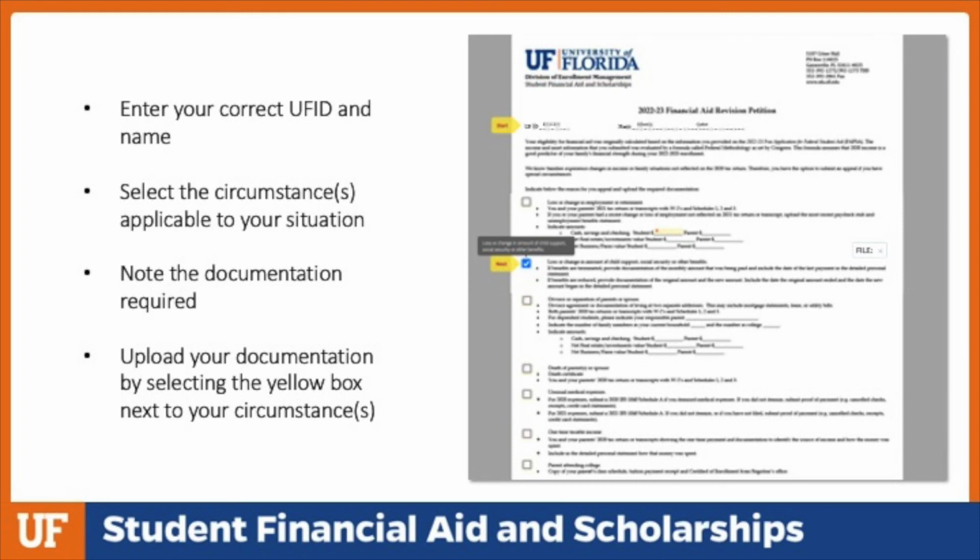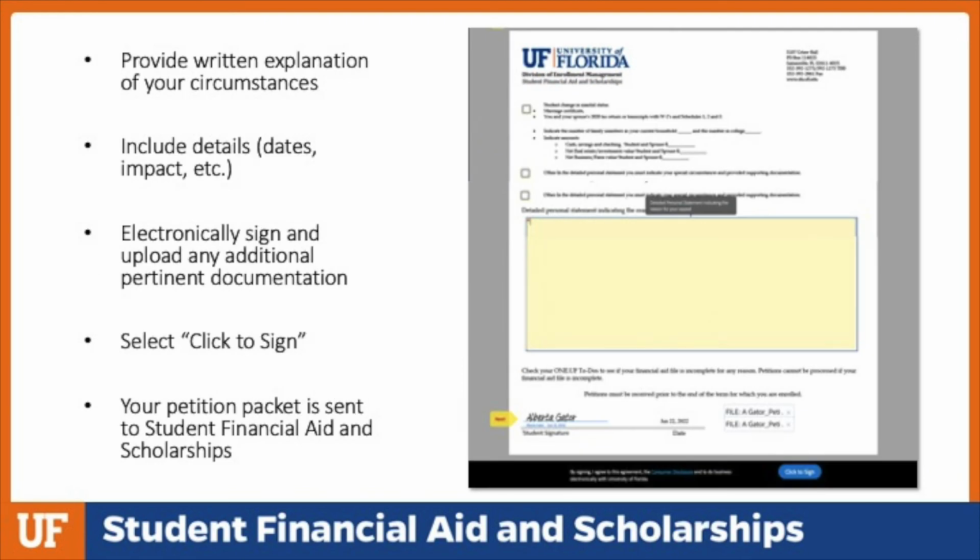At the top, you'll enter your UFID and your name. Be sure to input the correct UFID. Our office cannot upload petitions with an incorrect UFID. You'll have to submit a new application if that occurs. So be sure to input the correct information at the top. Once that's completed, you'll select the circumstances that's applicable to your situation, review the documentation that's required for that circumstance, and then upload those documentation by selecting the yellow box next to your circumstances.